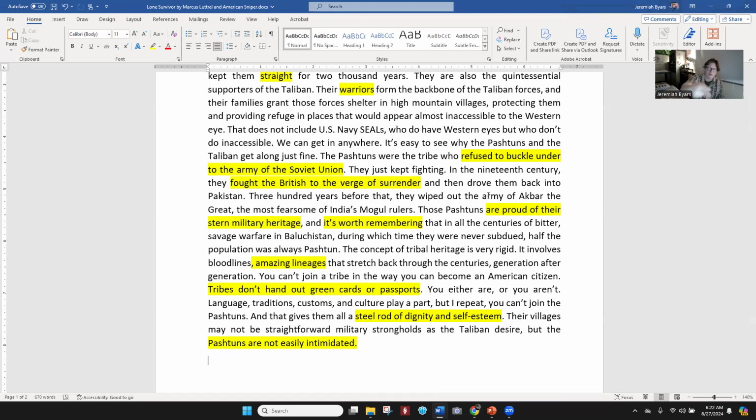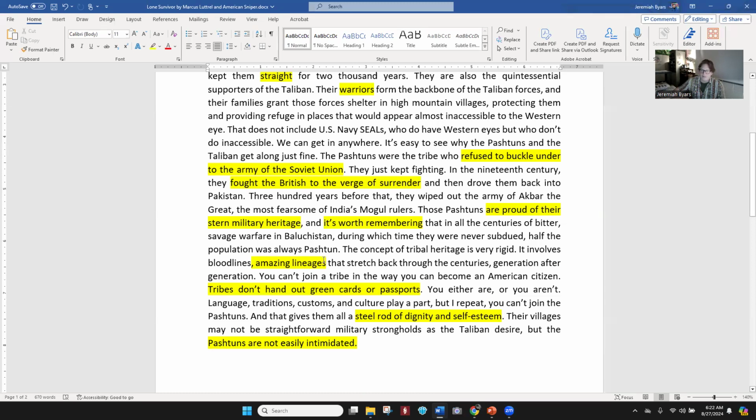The two main people they picked here are the two I think go down in American history as our rivals: the Soviets, presently, and in the past, England. Even though now we're cool with England, it's still very American to say we fought the British and we got our independence, and here we are. They're proud of their stern military heritage. America is very proud of its military heritage as well.